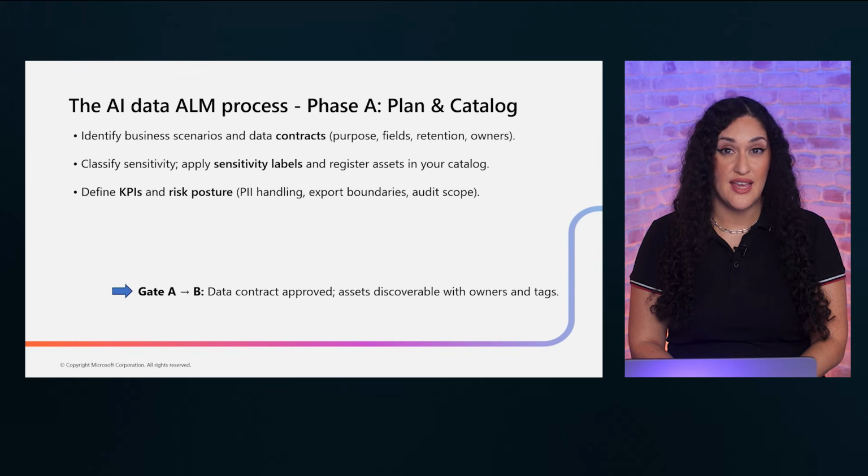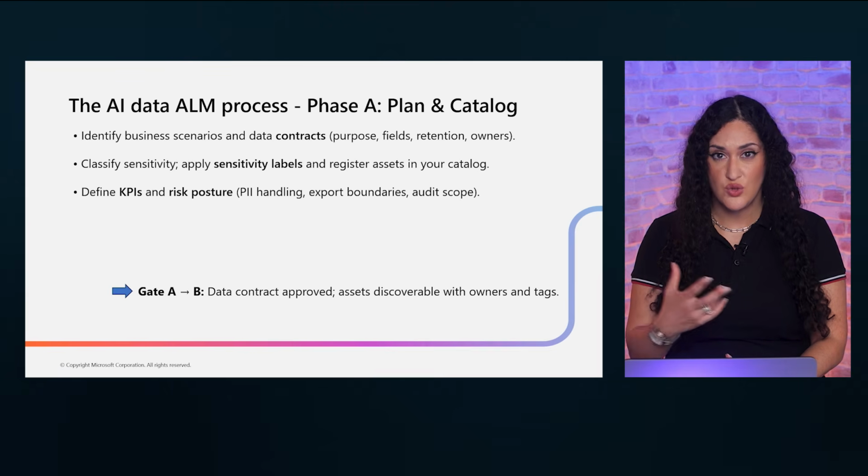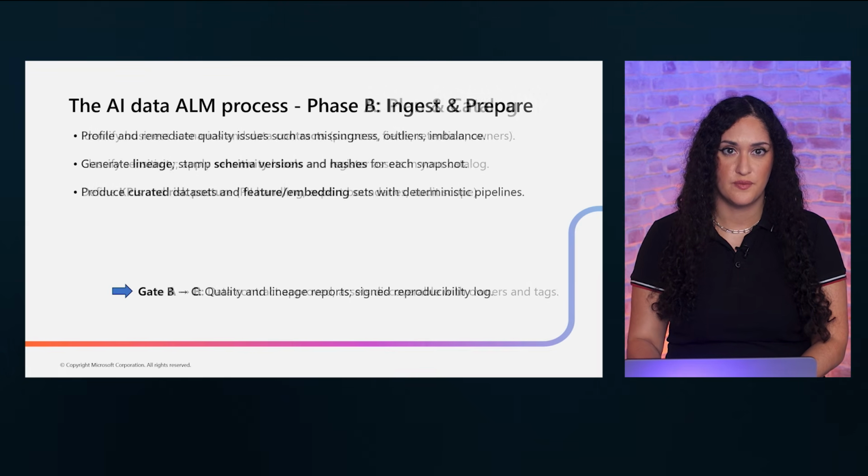The gate from Phase A to Phase B is clear. Data contracts must be approved and assets must be discoverable with assigned owners and tags. Without this foundation, everything downstream becomes ungoverned.